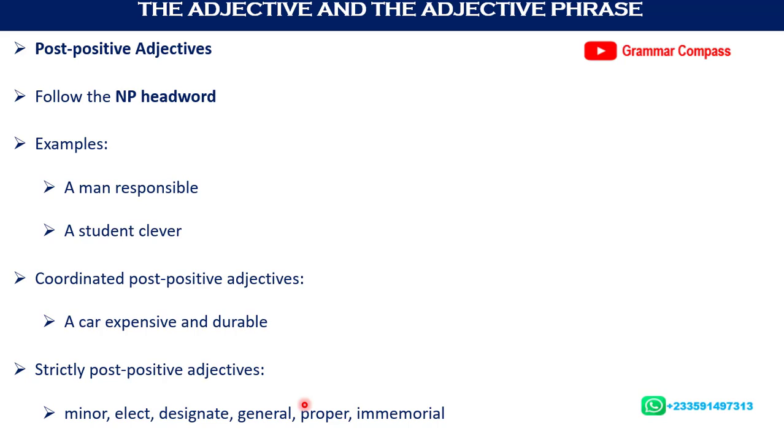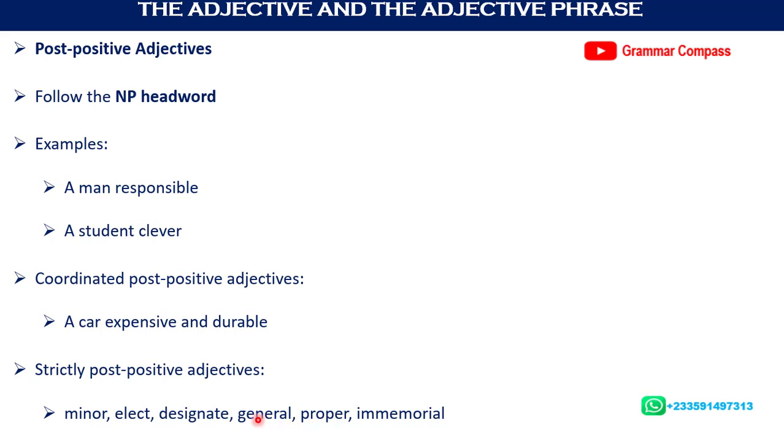They occur immediately after the noun head. Now, these adjectives are normally used post-positively: minor, elect, designate, general, proper, immemorial. For example, you can say time immemorial. So immemorial will be an adjective that comes after the head word.